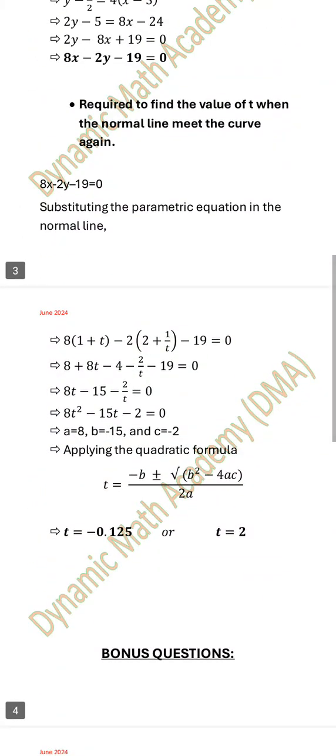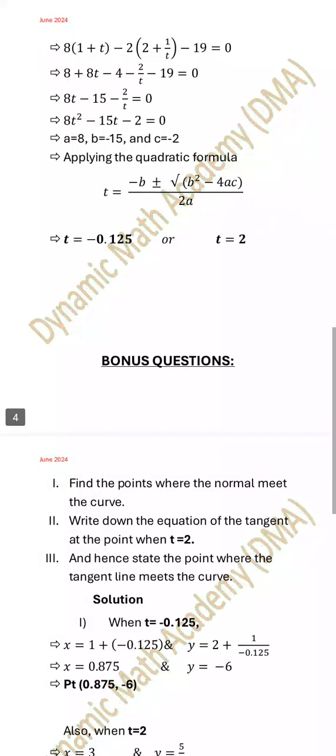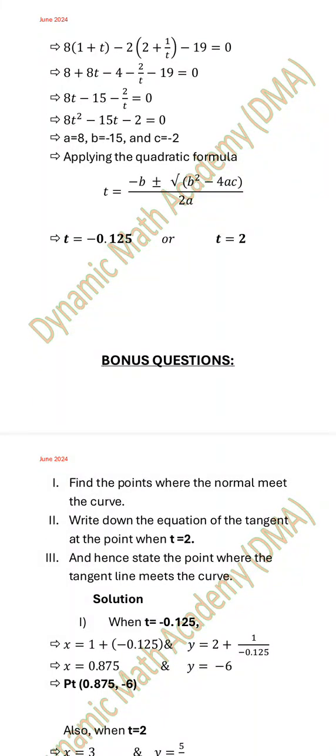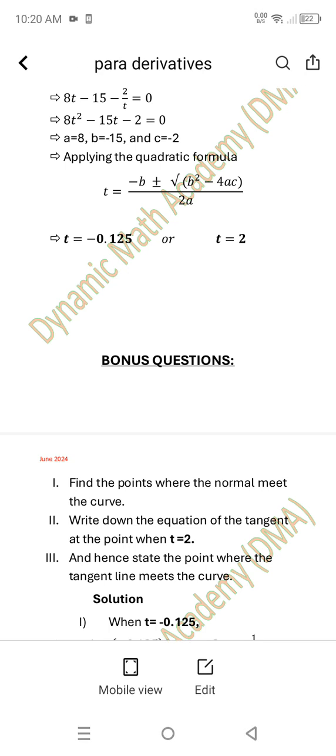Now these are some interesting bonus questions. They said find the point where the normal meets the curve. That's question 1. Question 2: write down the equation of the tangent at the point where t equals 2. Then question 3: and hence find the point where the tangent line meets the curve. As I said, these are just some bonus questions. Yes, because they were not included, so that's why I wrote the bonus questions.